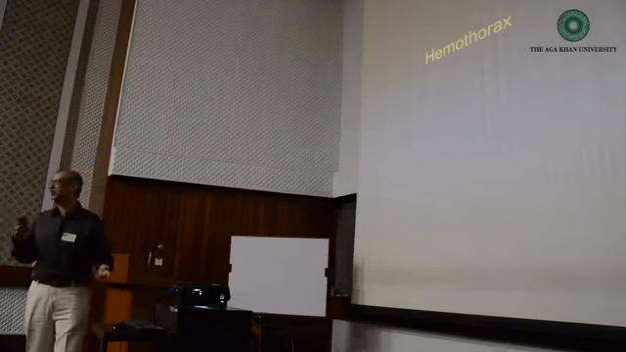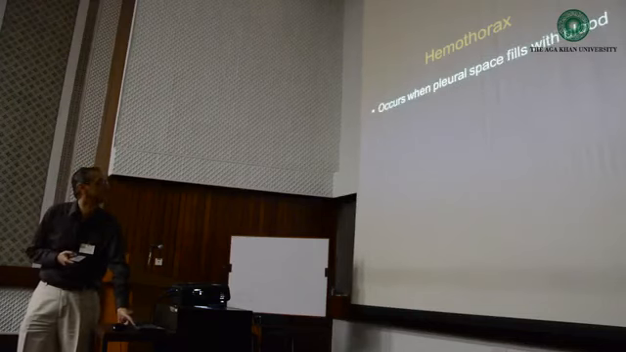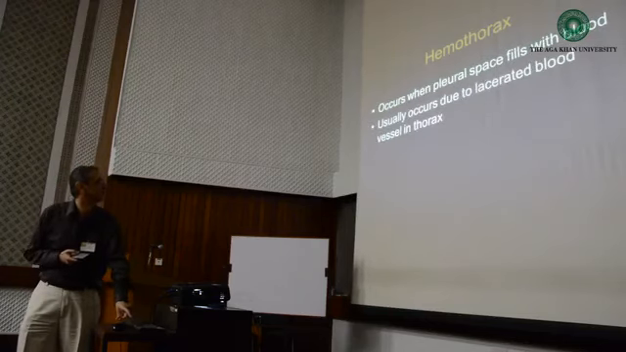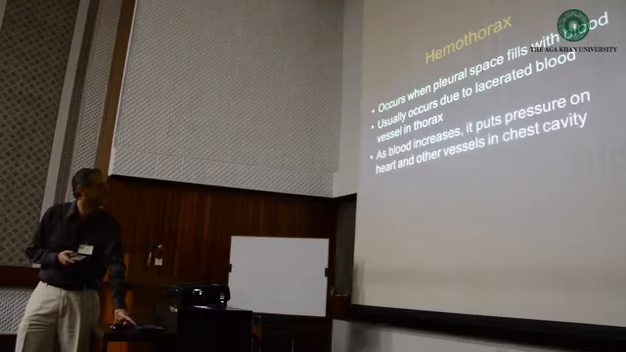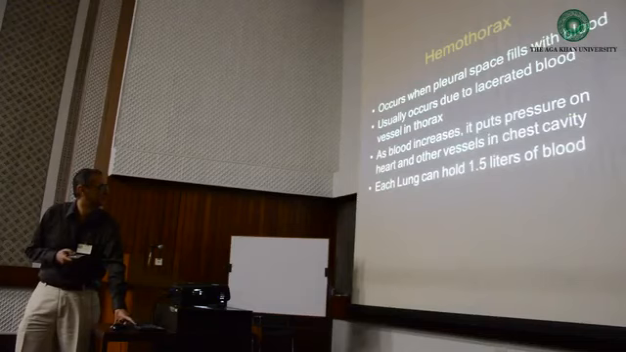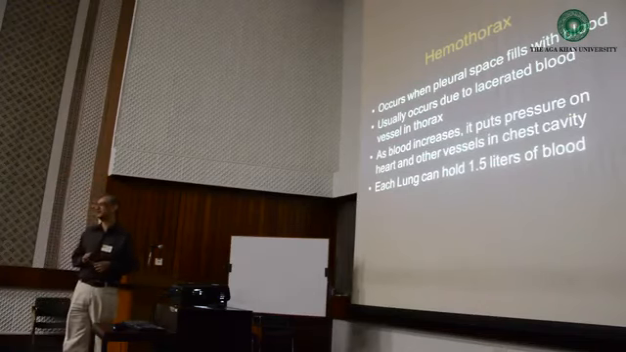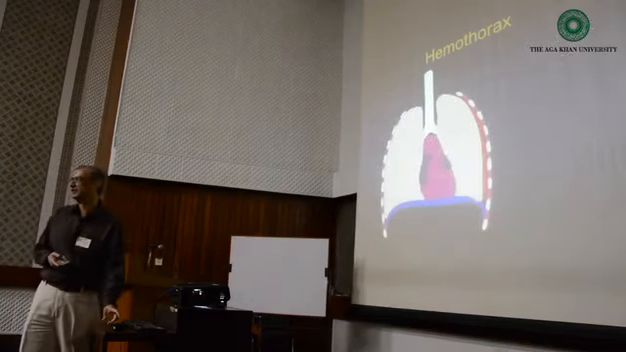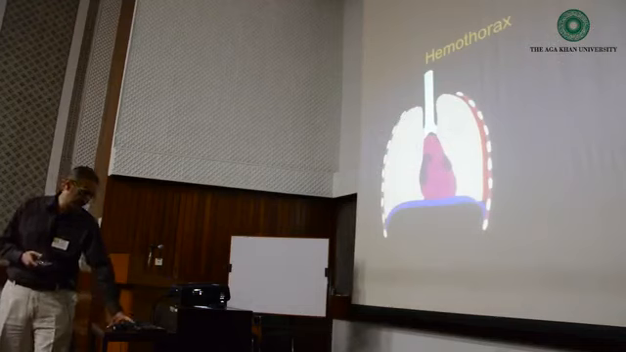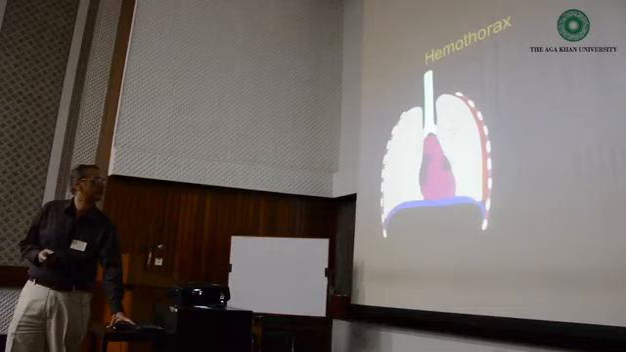And a hemothorax can do the same, but it was air and here it is blood. So let's see. Each lung capacity can hold 1.5 liters of blood. So the same example, but a different effect. So let's see. There it was air which was shown in yellow. Here it is blood.